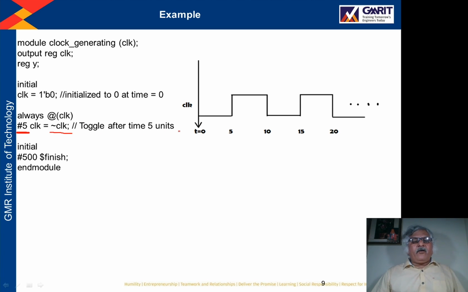So what is the value of clock at t equal to 0? It is 0 due to the initial statement. At 5 unit time after t equal to 0, this statement is executed. And what is this? Negate clock, which means it will complement the value of clock. Earlier it was 0, so now CLK will become 1, and that 1 is assigned to CLK. So now you see at 5 unit time, the value of CLK has become 1.